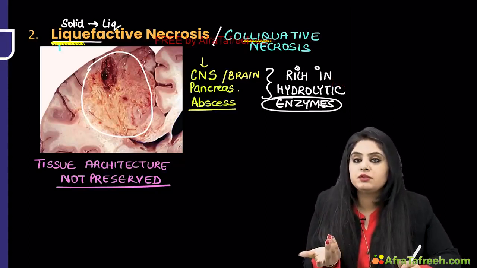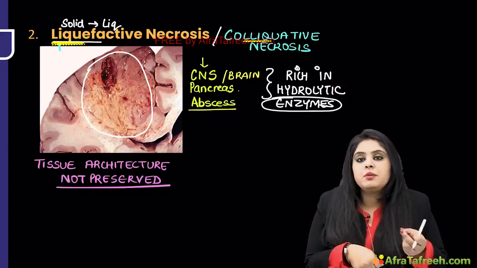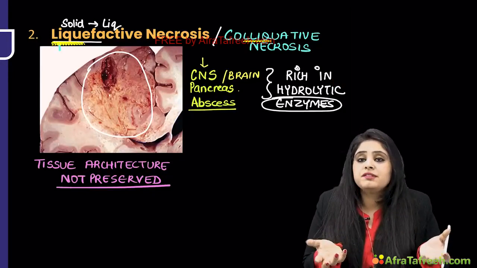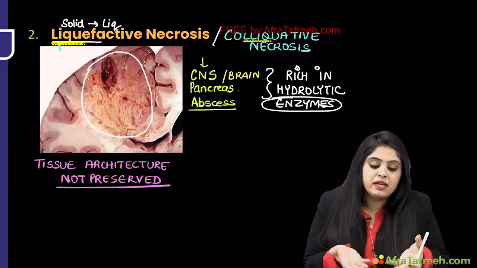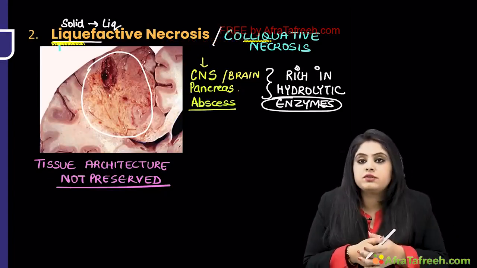All of us have had an abscess also. Abscess, if I open an abscess, what comes out of it? Pus comes out of it. Pus is a liquid. So all infections and abscesses, they have pus in them. So that is also a kind of a liquefactive necrosis only.